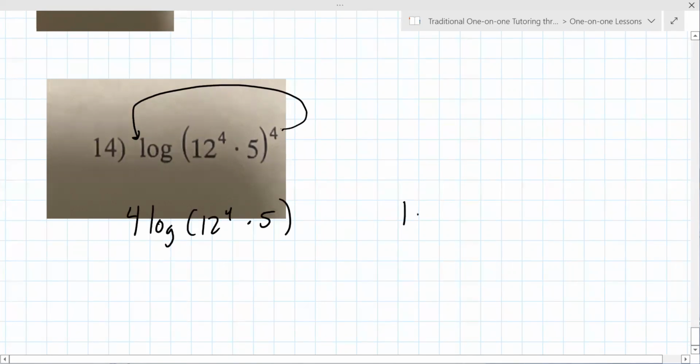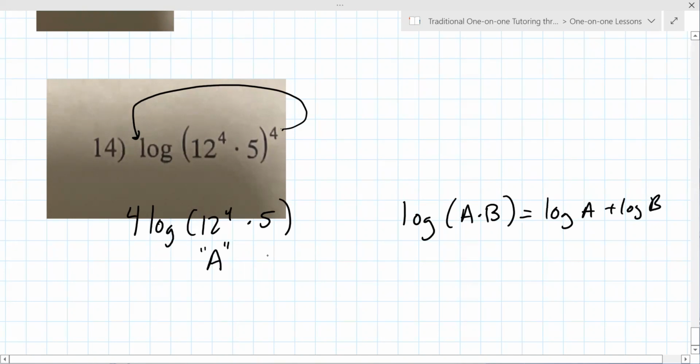And then there's this product property that we looked at before: a product becomes a sum. So you're treating this 12 to the fourth like it's an A, and this 5 like it's a B. Should have written that earlier. I think that would have been clearer. So it becomes 4 log 12 to the fourth plus 4 log 5, like that. The product becomes a sum.